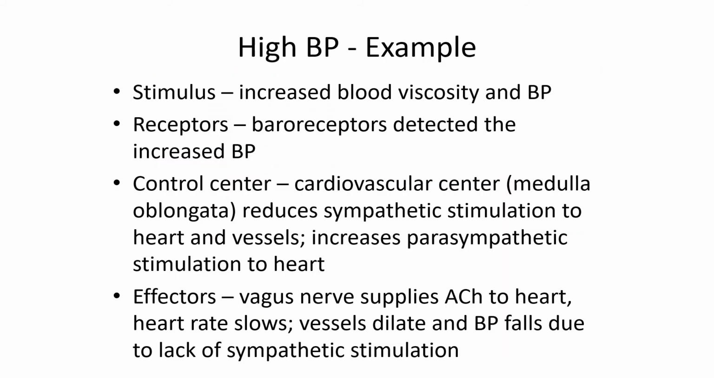So let me walk you through an example of high blood pressure. High blood pressure might be coming from increased blood viscosity, and that would lead to an increase in blood pressure. Because it's a blood pressure issue, that's why a baroreceptor is the one to pick up on that high pressure. Where are baroreceptors located? They're found in common carotid arteries, and where else? In the aorta. So these receptors now send a nerve impulse to your brain. Where specifically? Medulla oblongata, right?